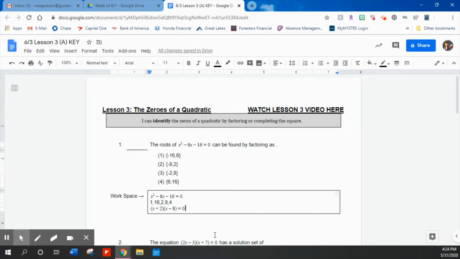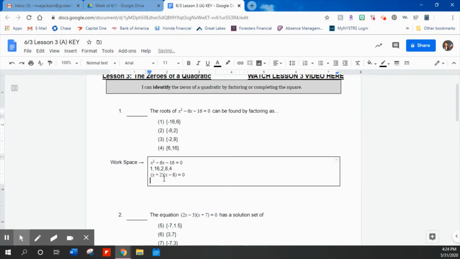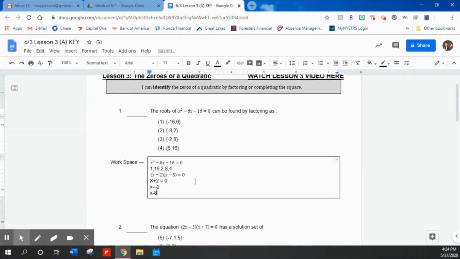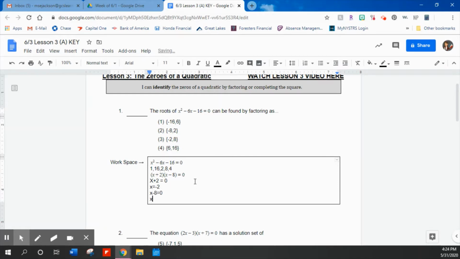Now that's just the factoring process. Now when we solve it, we make that T-chart, but I can't make the T-chart on the Google Doc, but we set each factor equal to 0. So if we set x plus 2 equal to 0, that means x would have to equal negative 2. X minus 8 equal to 0, which means x would have to equal 8. So my solution is negative 2 and 8. So that would be choice 3.